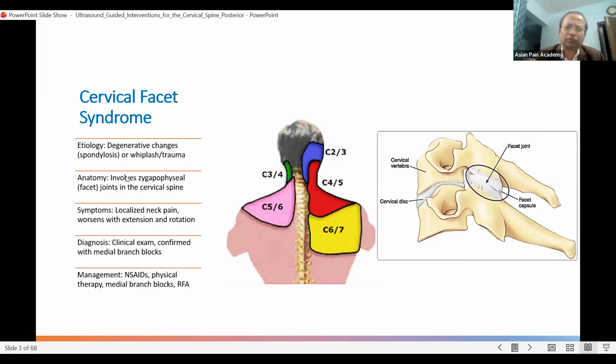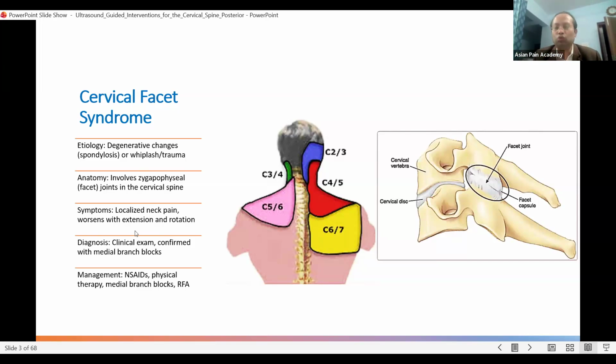Now, how does the patient usually present? It is a localized neck pain. This pain can be localized only. It is not a radiating pain. Most of the time the patient will say unilateral pain. It is not even bilateral. Unilateral pain, in the same area, and it is continuing for months and it is not radicular. Okay, and it worsens with extension and rotation.